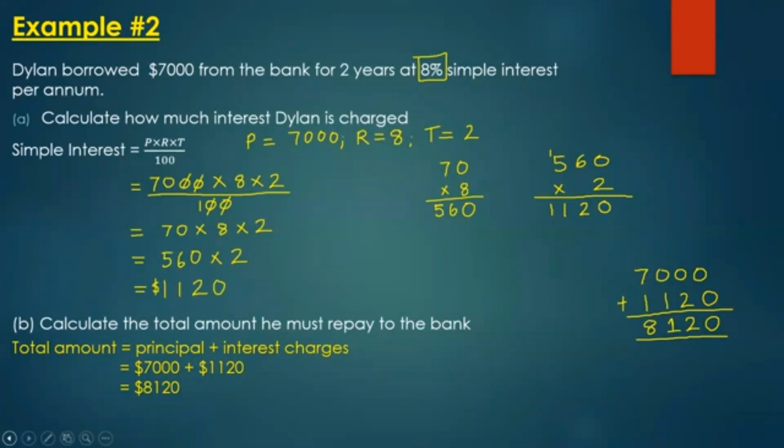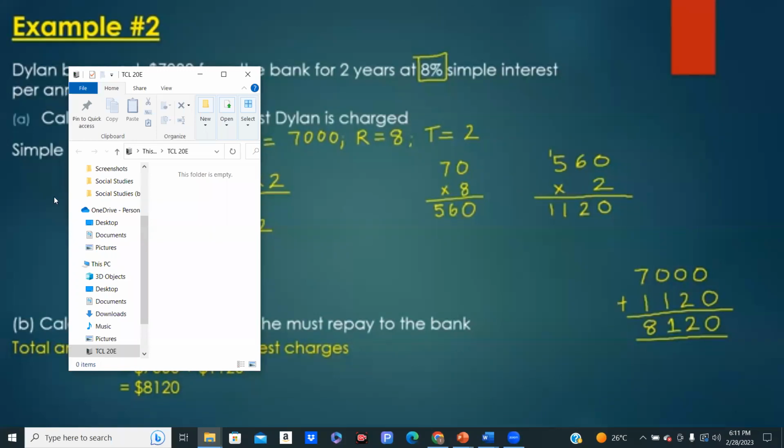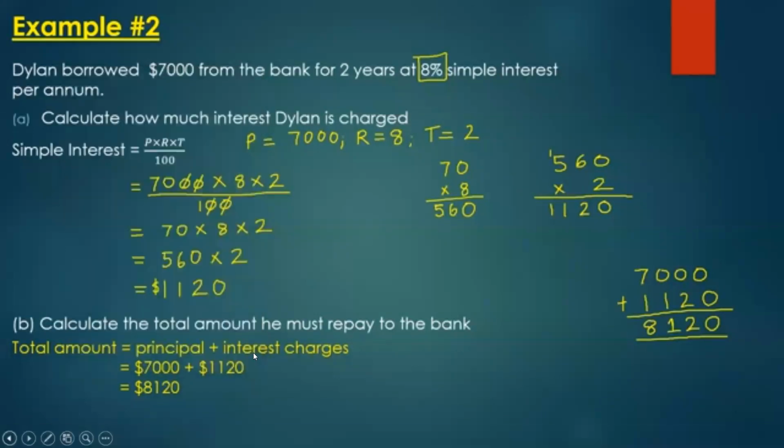B says to calculate the total amount he must repay to the bank. So you would do the principal plus the interest charges, which is 7,000 plus 1,120, which would give you $8,120 in total.